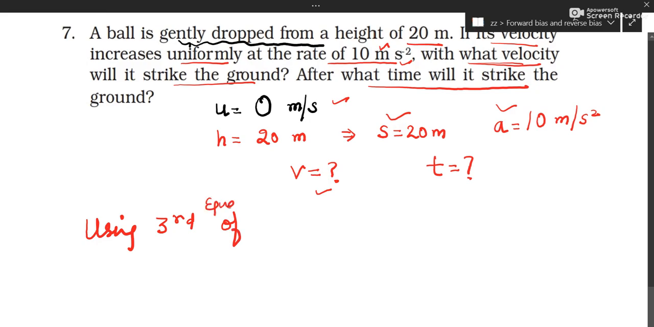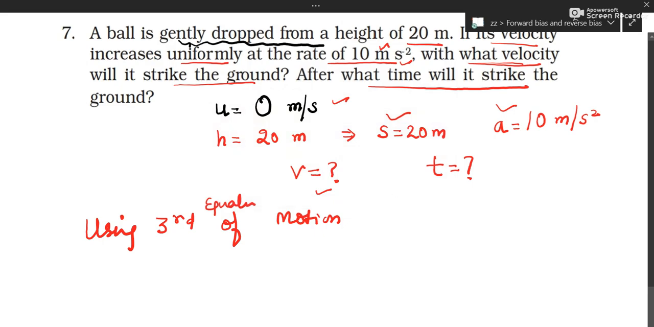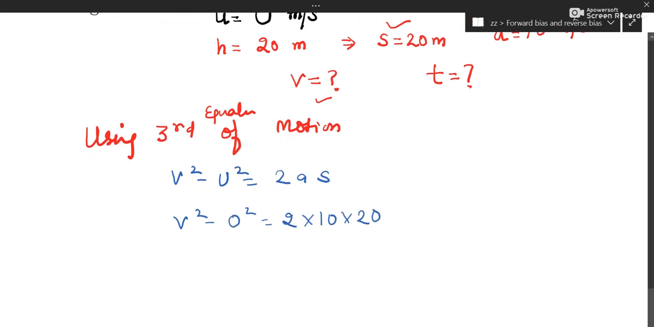Using the third equation of motion. What is the third equation of motion? Let us use V square minus U square is equal to 2AS. So we have V, U we have, that is 0 square, 2 into A into S. So you can see V square is 400 and V is 20 meter per second.